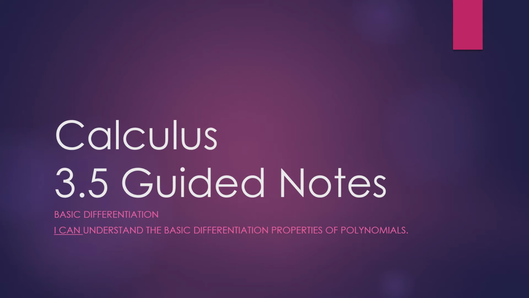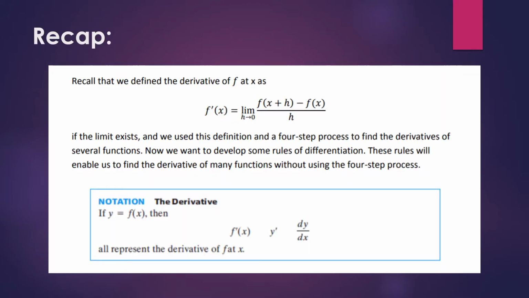Hey everyone, so today we're taking a look at section 3.5, which is over basic differentiation. So our goal is to understand the basic differentiation properties of polynomials. So the first thing that we want to do is we just want to recall the definition of a derivative, which was from our last section.